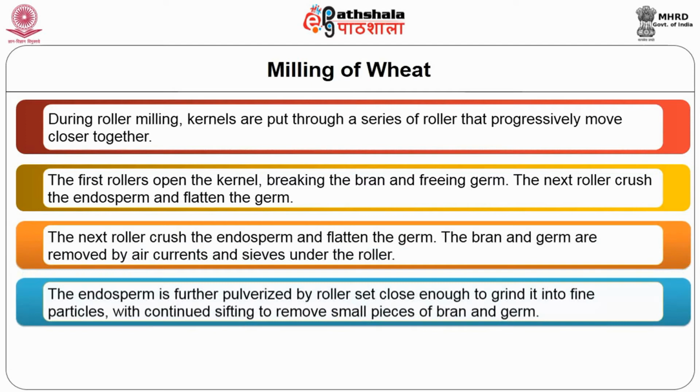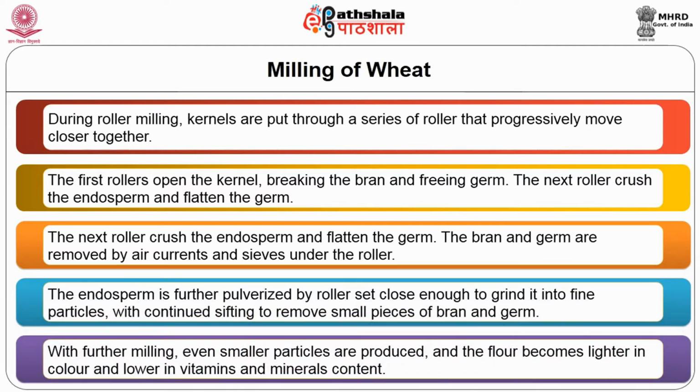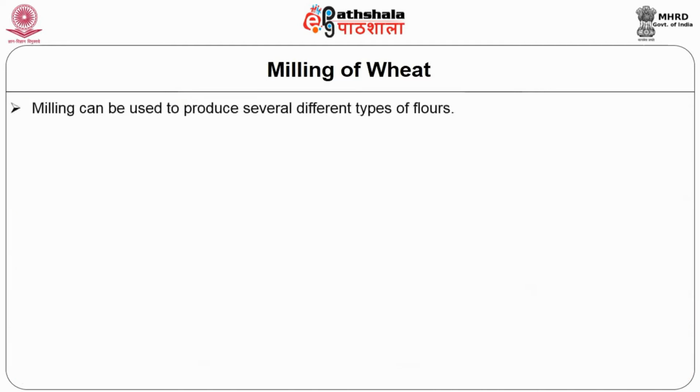The endosperm is further pulverized by rollers set close enough to grind it into fine particles, with continued sifting to remove small pieces of bran and germ. With further milling, even smaller particles are produced and the flour becomes lighter in color and lower in vitamin and mineral content. Milling can be used to produce several different types of flours.